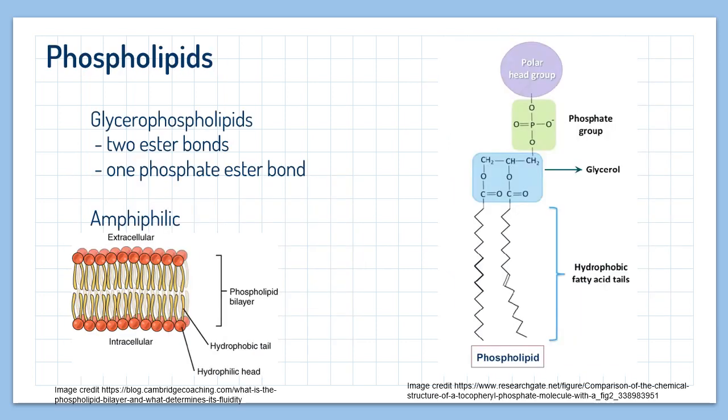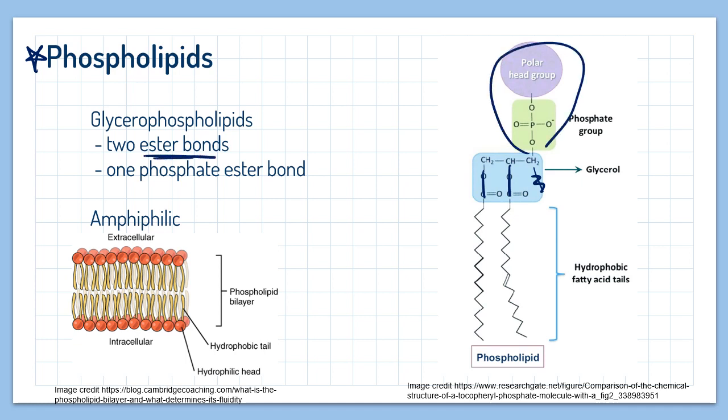Just a couple more ideas, my friends. I promise we are almost done here. So phospholipids are super cool. They're kind of like triglycerides, except instead of having 1, 2, 3 fatty acid chains, that third fatty acid chain is actually a phosphate group instead.